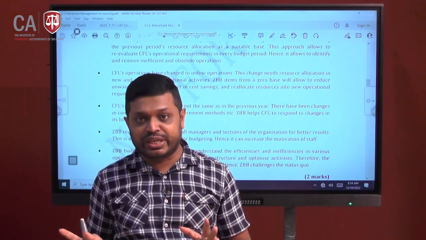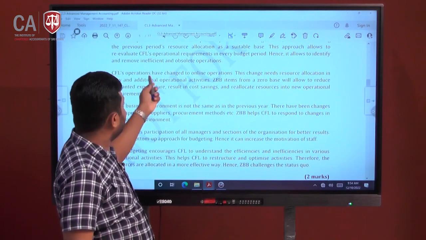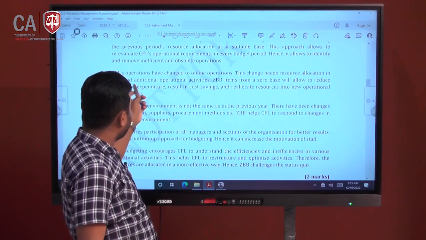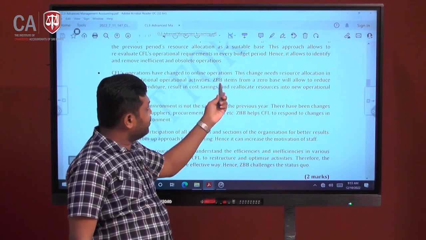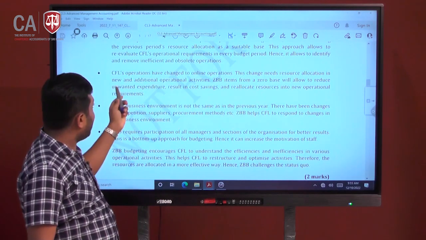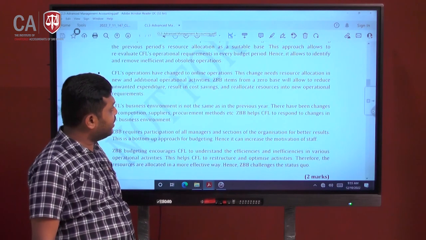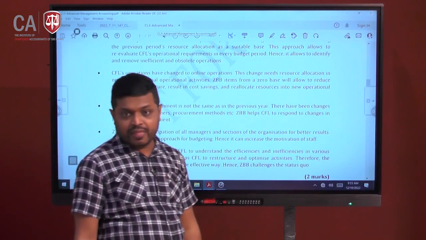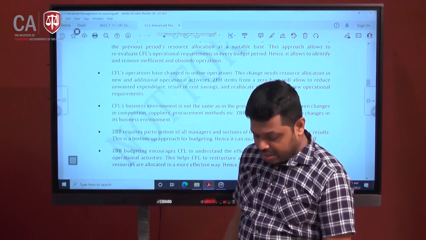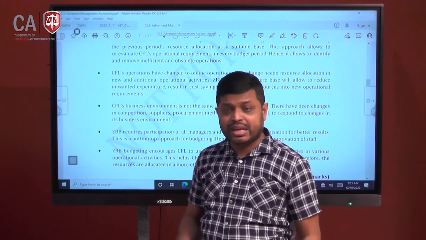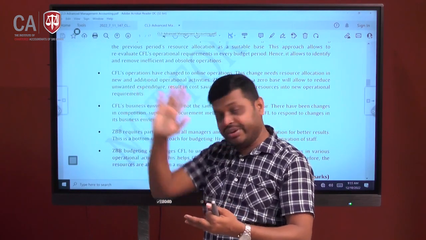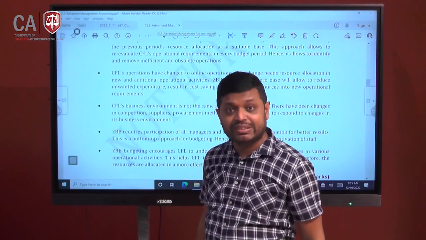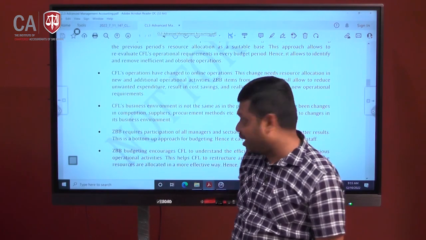The entire business process has changed. Then look at this one. CFL operation is now changed to online operation. This change needs resource allocation in new and additional operational activities. ZBB, starting from a zero base, will allow to reduce unwanted expenditure, result in cost savings, and reallocate resources into new operational requirements. Okay. Previously, if you had allocated some staff for different physical locations, now you can take back those staff, or you can make them redundant, or you can take them into the procurement division or online platform for further development, because they have an additional task, right.